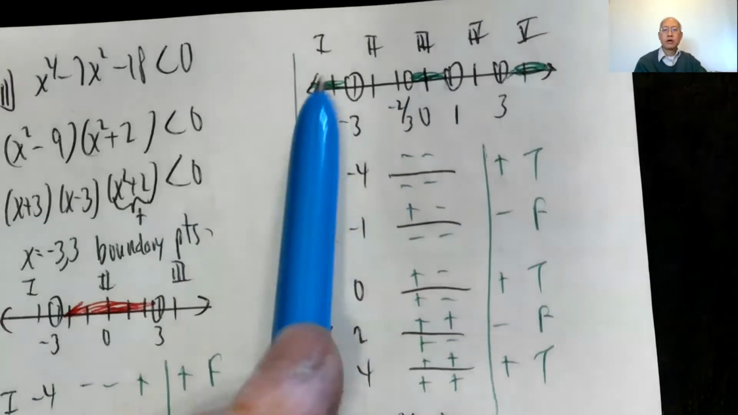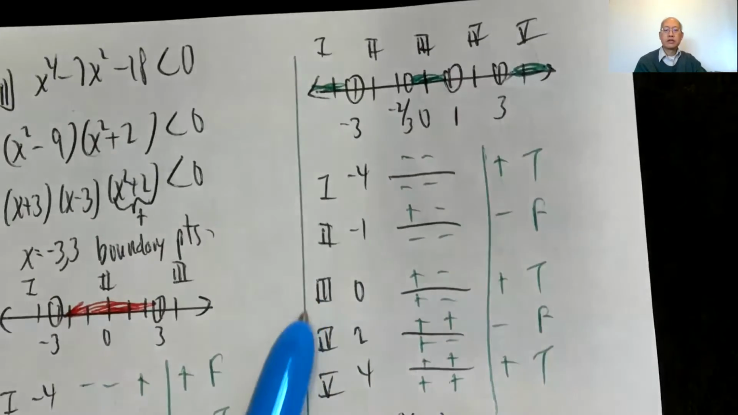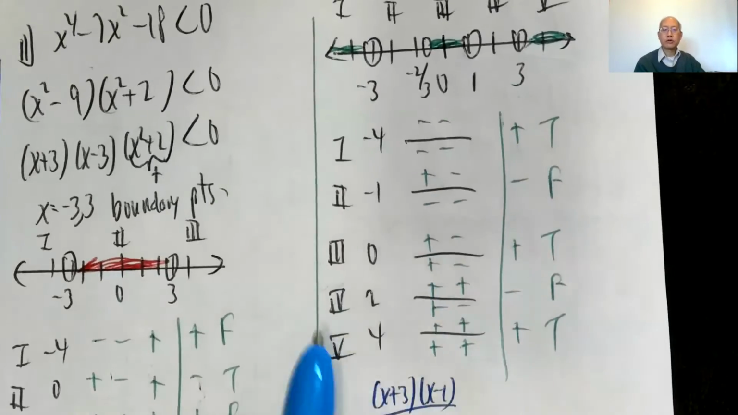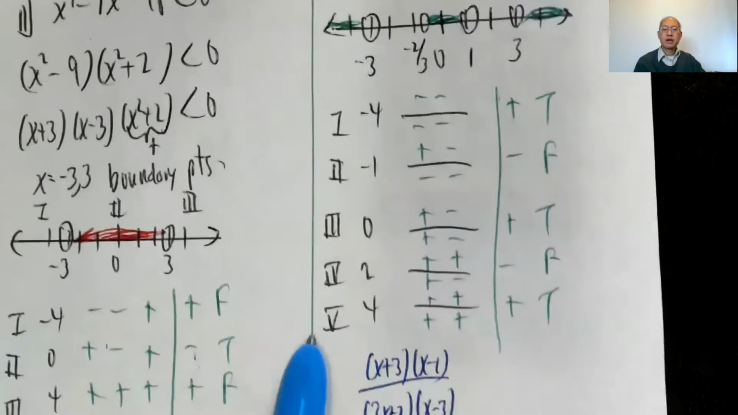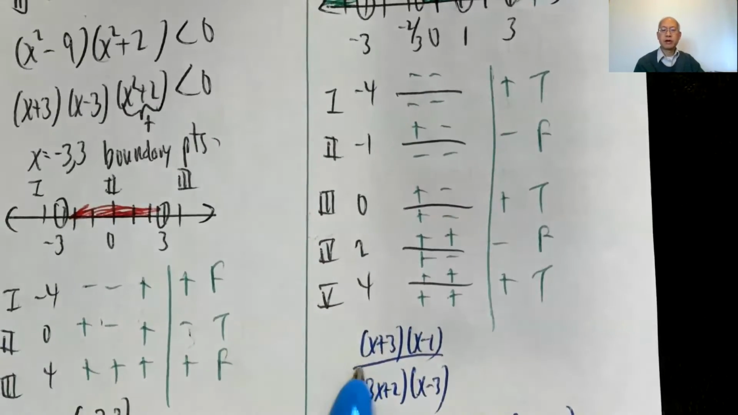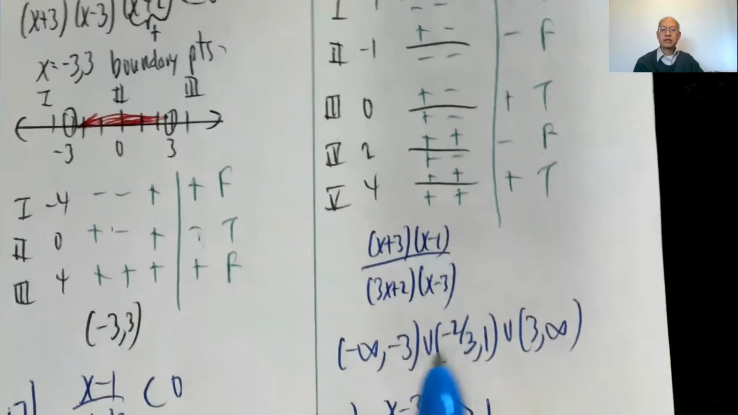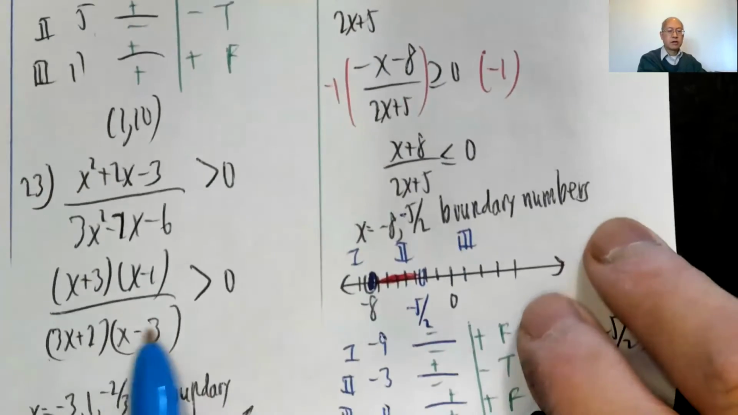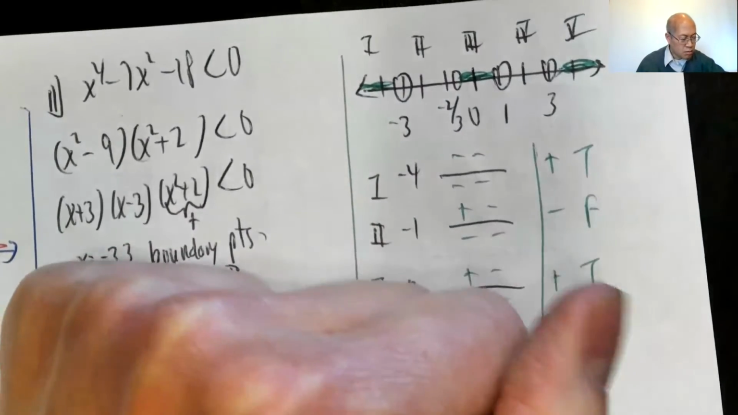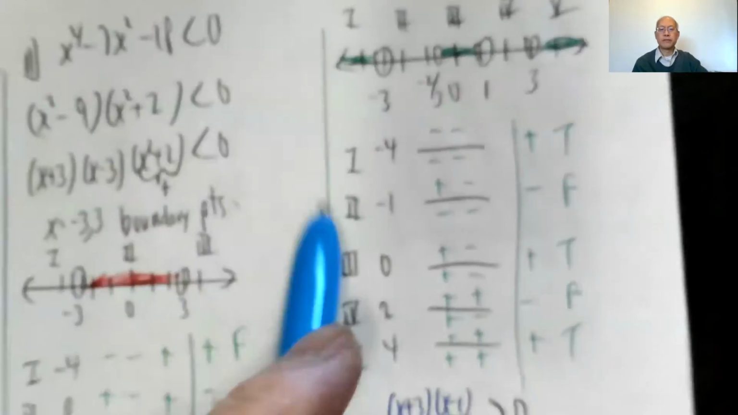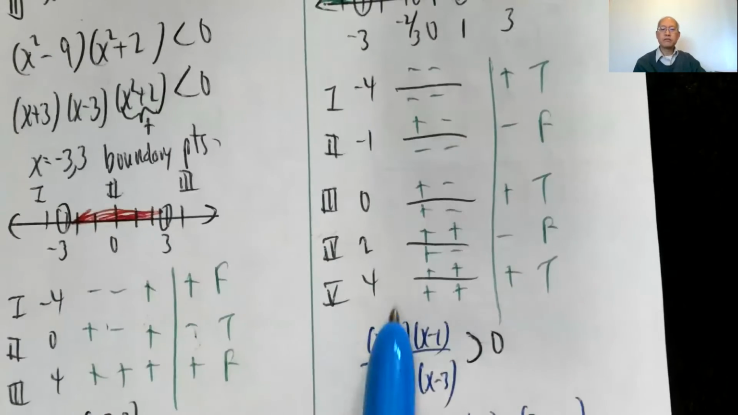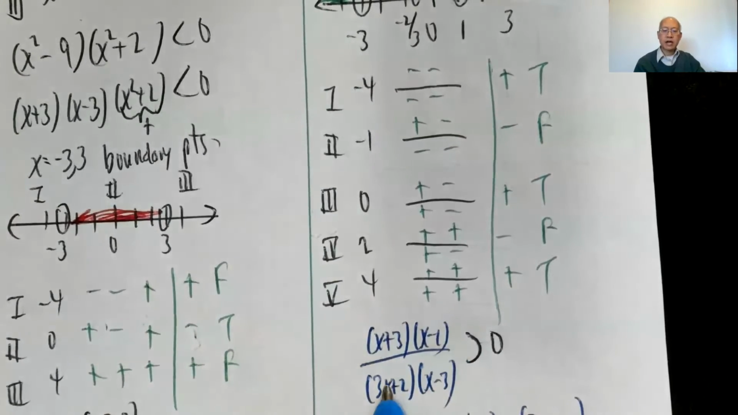Region 1, negative 4. Region 2, negative 1. Region 3, 0. Region 4, 2. Region 5, 4. Okay, and I plug into this expression, I rewrote it here. Negative 4, negative, negative, negative, negative. 4 negatives, positive. Positive, and we're trying to find out if it's greater than 0. So greater than 0, that's true. Shade in region 1.